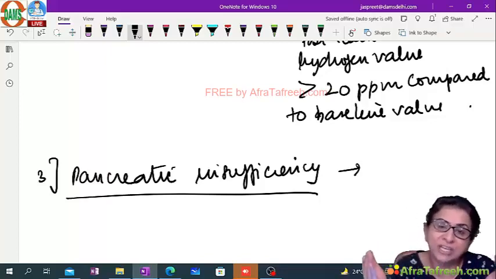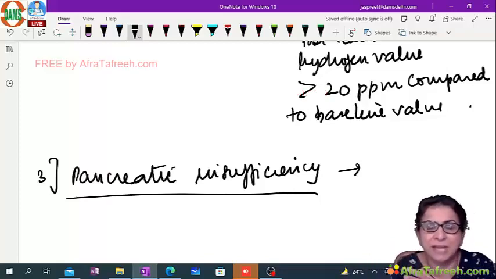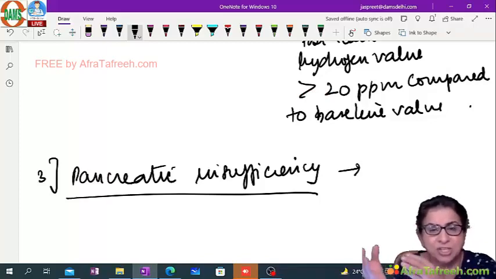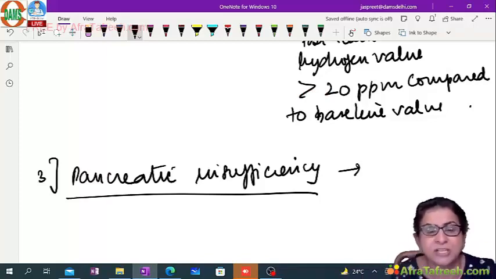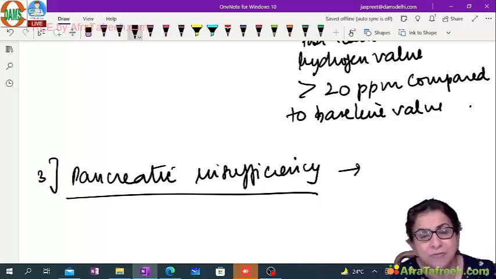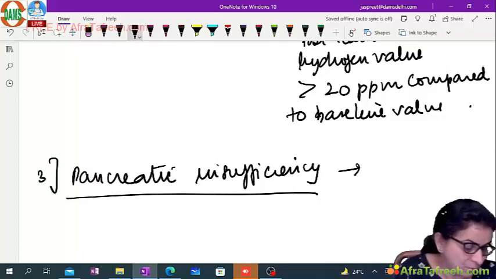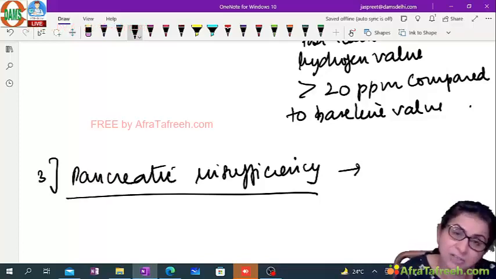So now if pancreatic enzymes are not available, say the pancreas is damaged and is not producing the enzymes, or enzymes are being produced but there is some obstruction because of which the enzymes don't reach the intestine, then food will not get digested. So food will not be absorbed. So that will lead to malabsorption.